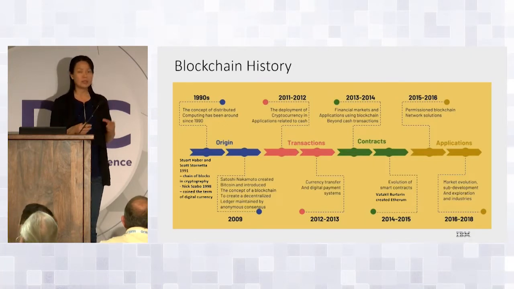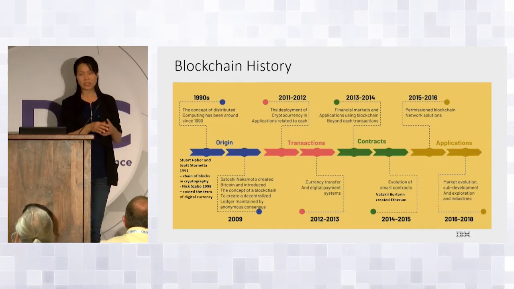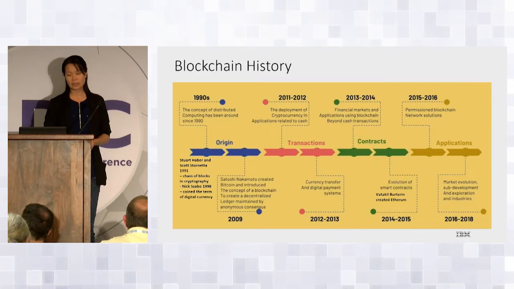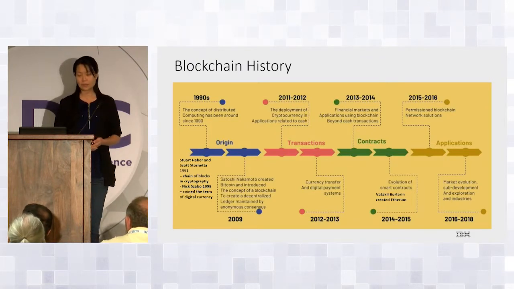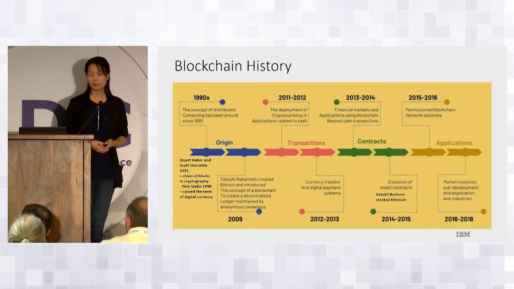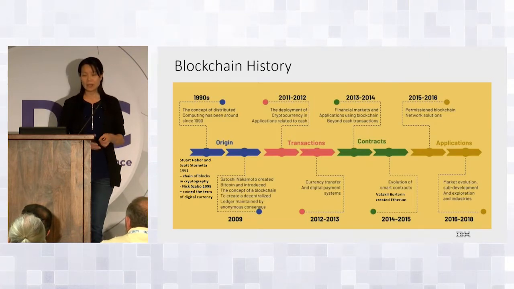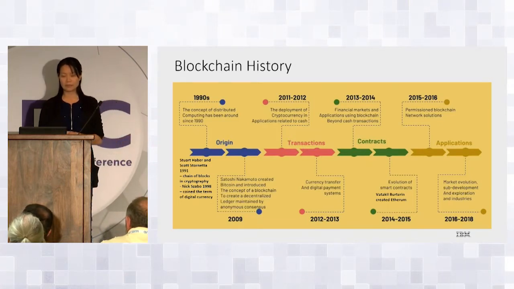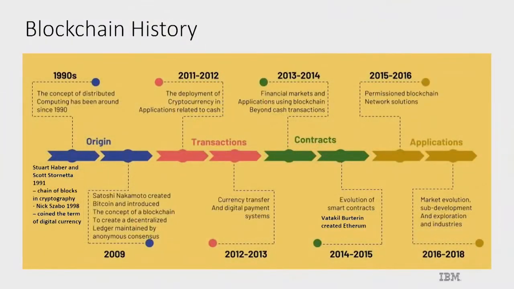How do you create a transaction in a block with a hash that actually references back to the previous block? Those concepts were actually already introduced back in 1991 by Stuart Haber and Scott Stornetta. They first introduced the chain of blocks in cryptography. So they are the ones who inspired the work that came out in 2009, and now they have been recognized as the fathers of blockchain.